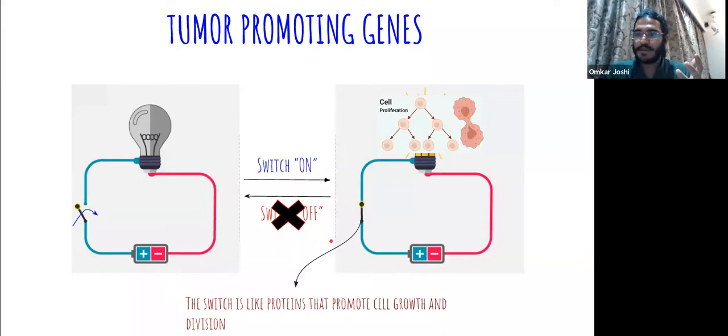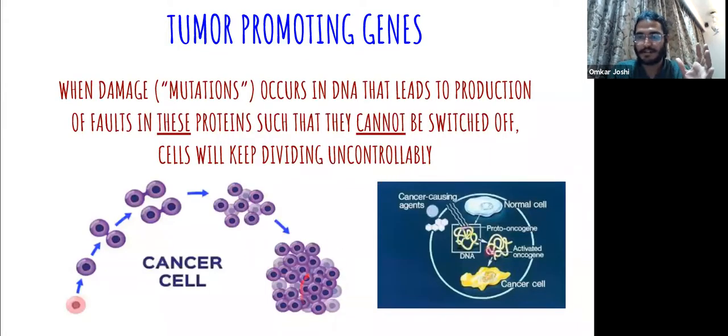So if there's damage to the DNA that prevents the protein from switching off, then the circuit will keep being complete and the cell proliferation will keep happening. The switch is like proteins that promote cell growth and the bulb is like cell proliferation. If you have a damaged protein where you cannot switch it off, the cells will keep proliferating and you will end up with this nice mass of cells. So a mutation in the DNA that leads to faults in these specific proteins which help the cell to grow and to divide, such that they cannot be switched off, means the cells will keep dividing.